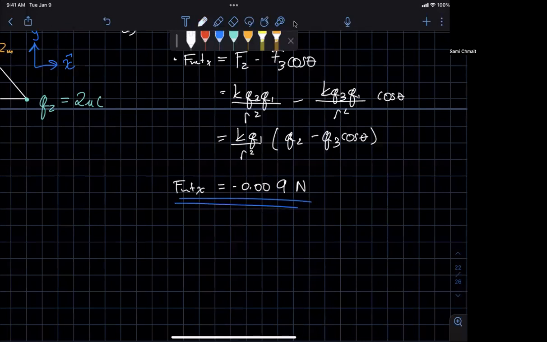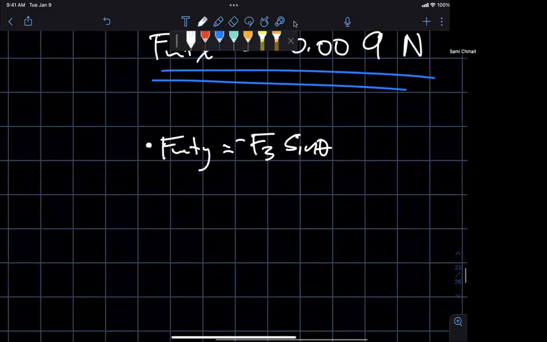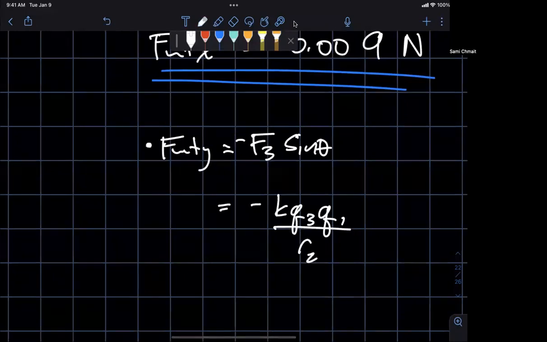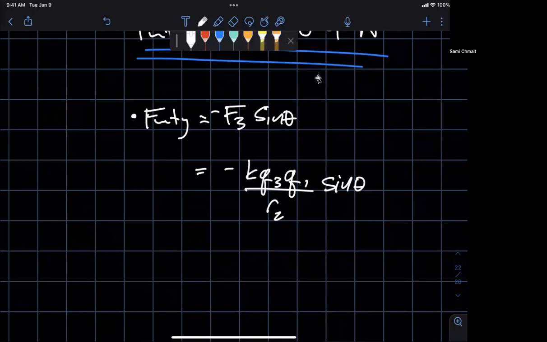Okay, and then now for F net y, let's see what we have here. We have only one vector, and that's the y component of F3. So that's F3 sine theta. And it's going to be a minus because it's going against what we defined as positive. Plug everything in. And that's going to be equal to minus 0.047 newtons.